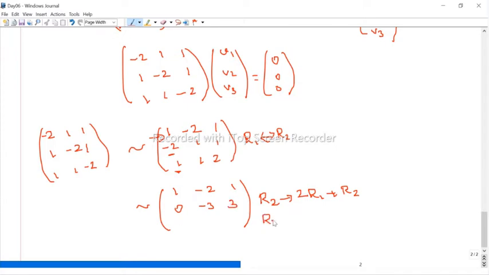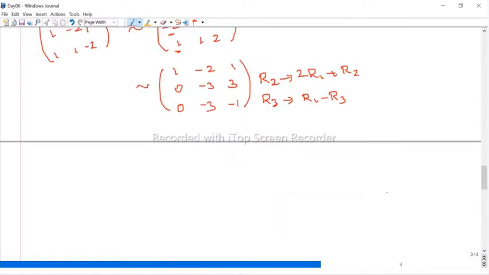What about the third row? I am going to make it R1 minus R3. So 1 minus 1 is 0, and minus 2 minus 1 is minus 3, and this one is 1 minus 2 is minus 1. Now we did the first row, because the first row's non-zero entry is 1, and the corresponding column entries are 0. Now look at the second row.